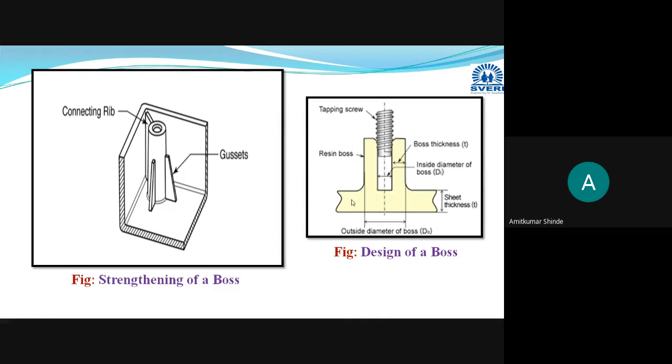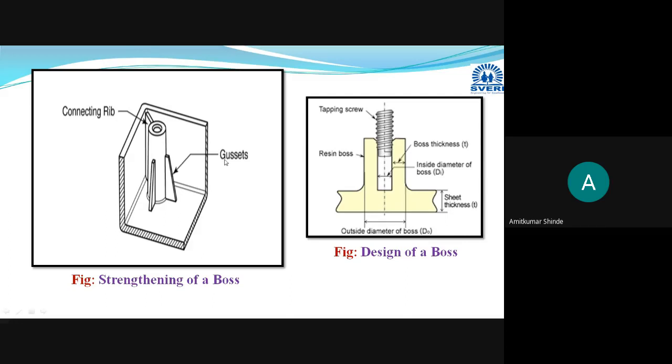Sometimes, whenever you are providing a boss, it requires strengthening. To increase the strength of the boss, we use ribs or gussets. What is the difference between ribs and gussets? It is just related to their shape and size. Their function is the same.